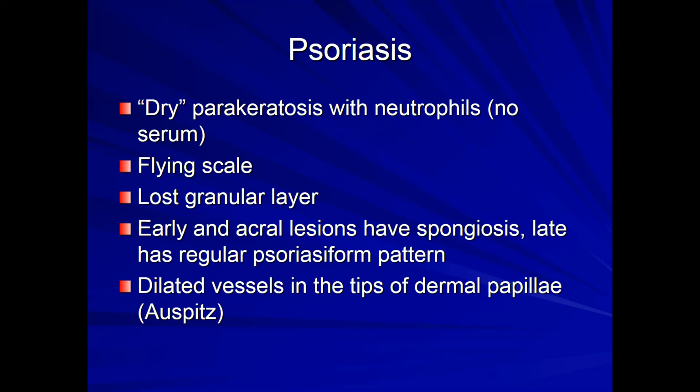And then you have to note that in early and acral lesions, you can have a fair amount of spongiosis, and so that can make diagnosing it slightly more difficult. And then you have these dilated vessels in the tips of the dermal papilla, which I know is one of the more sensitive features for other people who don't necessarily use the parakeratosis to notice it right away.